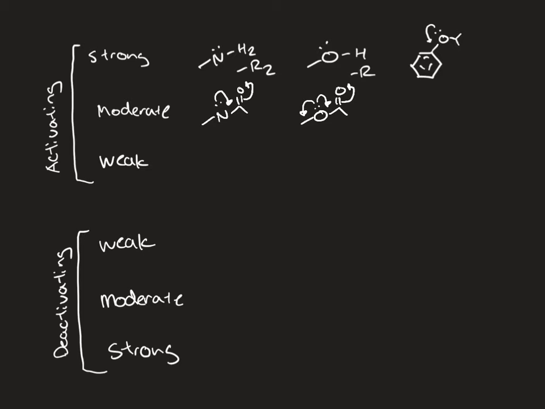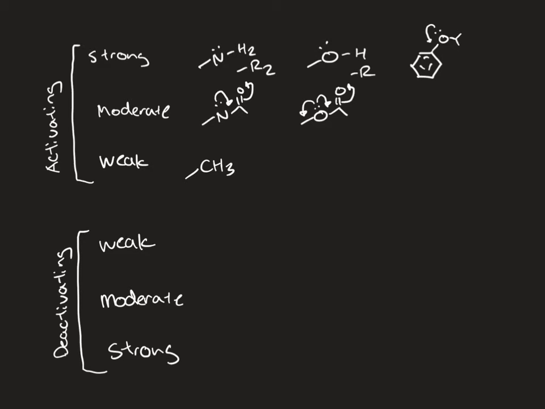And for the weak cases, they are mostly just donating electron density through hyperconjugation. So that could be a methyl group, so CH3, or anything with a lot of carbons. So even an aromatic ring can be considered an activating group if it's attached onto another aromatic ring.